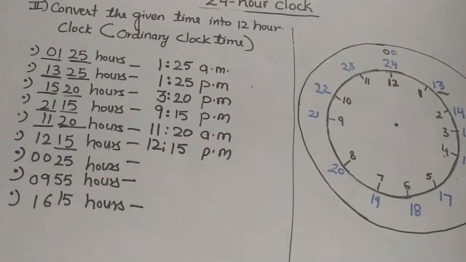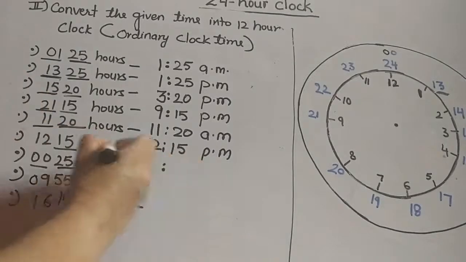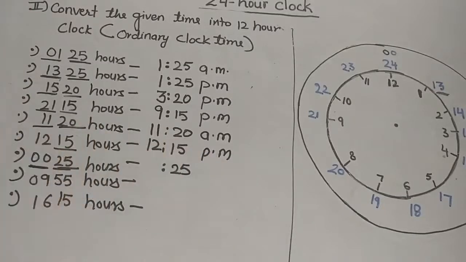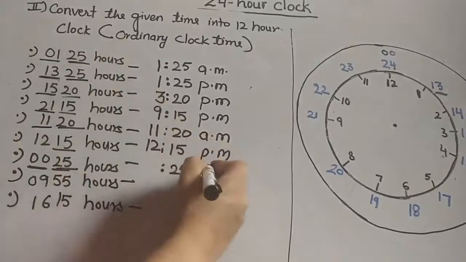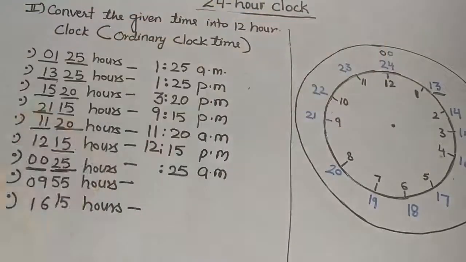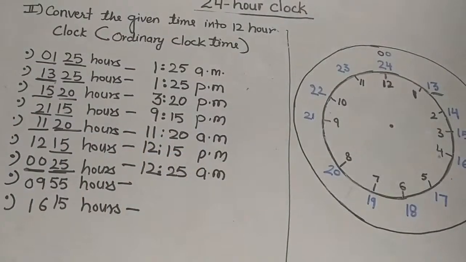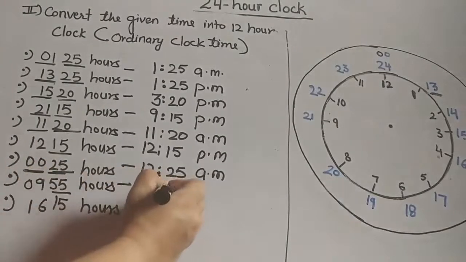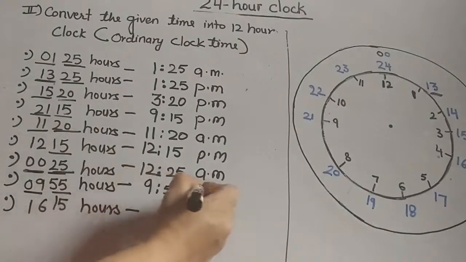Next, 00:25. So how many minutes? 25. And first two digits 00 smaller than 12, AM. And 00 is the value of 12 midnight. So we'll write 12 here. Next, 55 minutes, 9 hours smaller than 12. So AM.